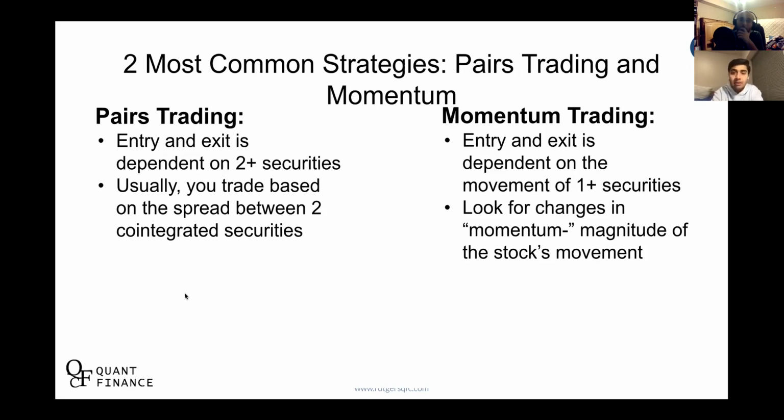So when I say it can be implemented differently, one of the ways that there could be a difference is how the magnitude is being measured. That would be an example of the variance within momentum trading. So I'm going to go to the next slide.